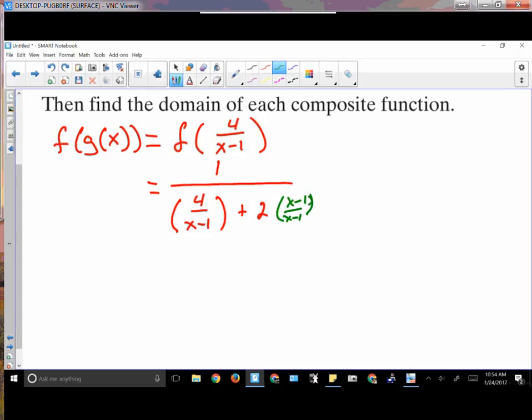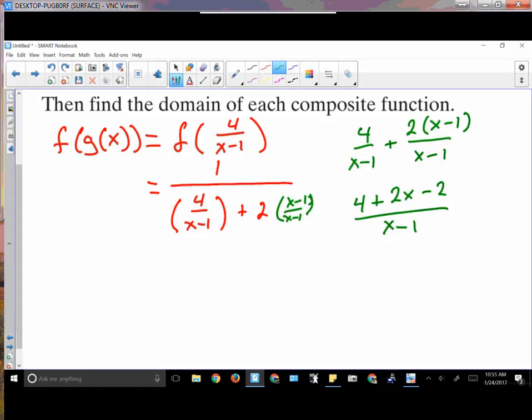Common denominators. So I'm going to do a little side math over here to work this out. So this is going to end up being 4 over x minus 1 plus 2 times x minus 1 over x minus 1. Yes? Now you're going to get 4 plus, distributive property, 2x minus 2, all over x minus 1. Yes? Add like terms, we end up with 2x plus 2 over x minus 1. Okay. Can I do any more simplifying with that? The answer is no.